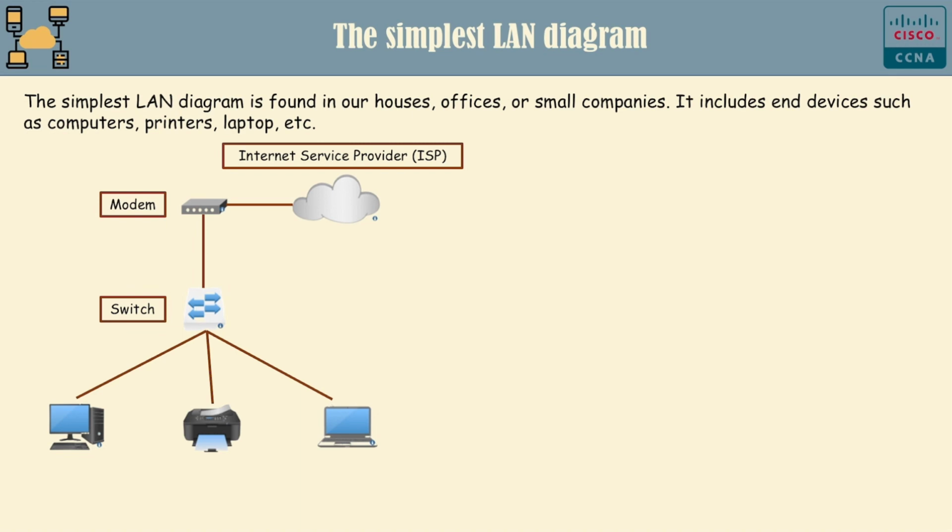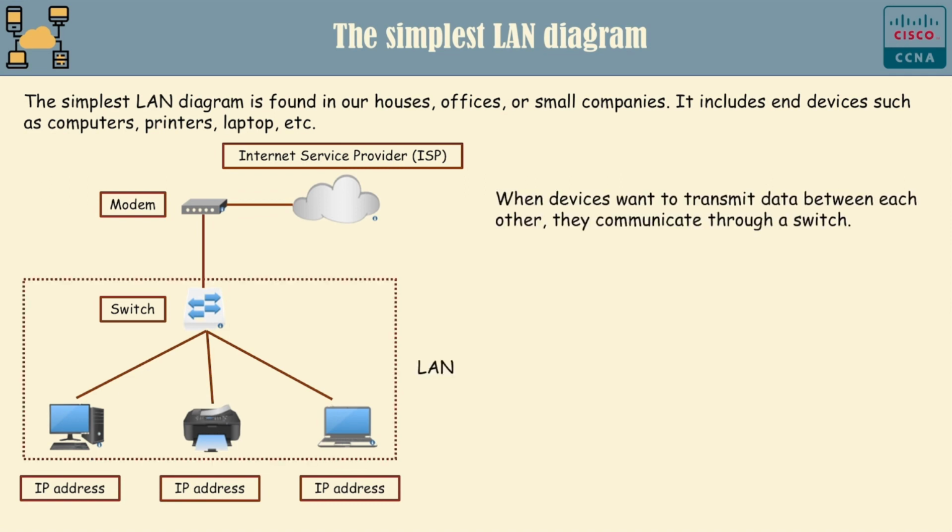Each device in the LAN network, such as printers, computers, and laptops, has an IP address to communicate with each other within the internal network. This IP address helps the devices receive and transmit data to one another within the LAN. When devices want to transmit data between each other, they communicate through a switch.